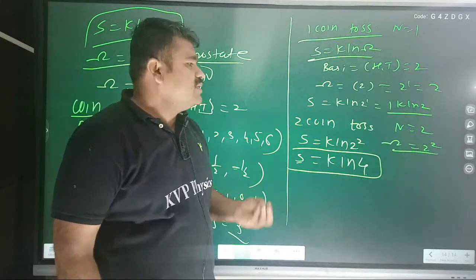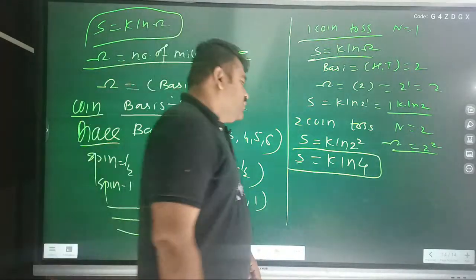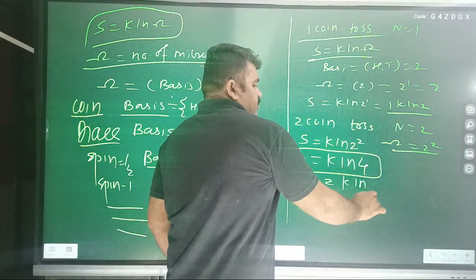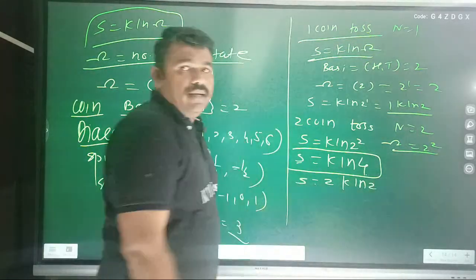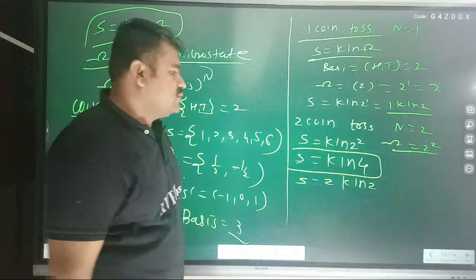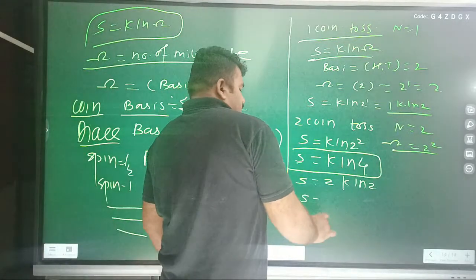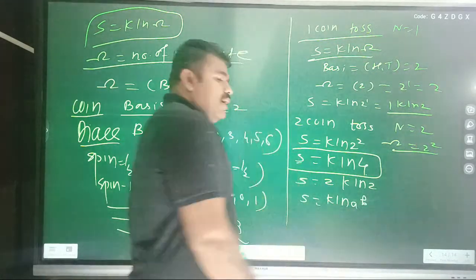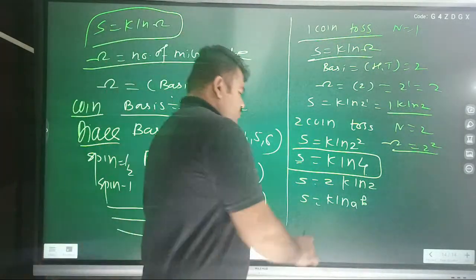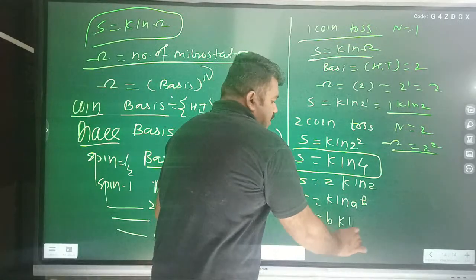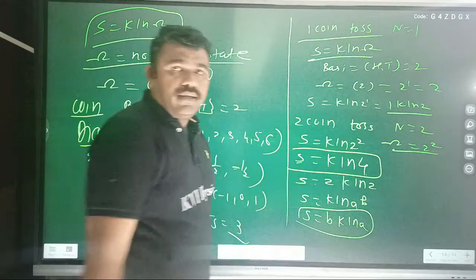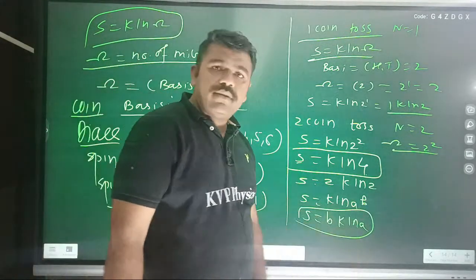So let's see how the options will look. The option is like that: S is equal to 2k ln 2. This one is correct. Yes or no? Simple like that. S is equal to k ln a to the power b. a to the power b can be written as b k ln a. S is equal to how much? b k ln a. This is the entropy formula for this one.